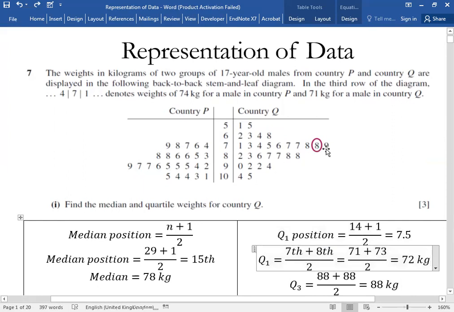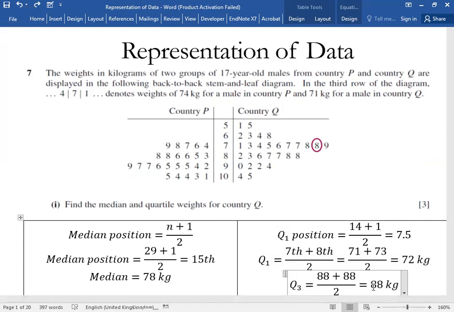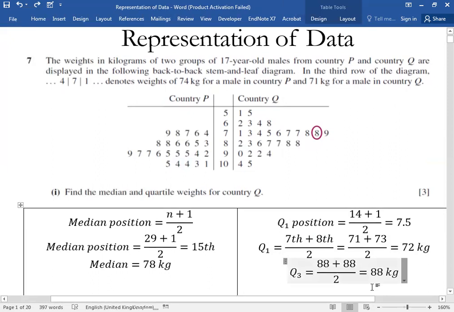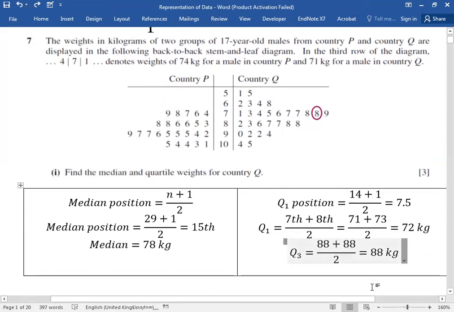Upper quartile में इसके आगे count करो. This is a border. 1, 2, 3, 4, 5, 6, 7th. It is 88. 8th पे भी it is 88. 88 plus 88 divided by 2 is 88. And how do you find interquartile range? Upper quartile minus lower quartile. सही है? Is this clear?